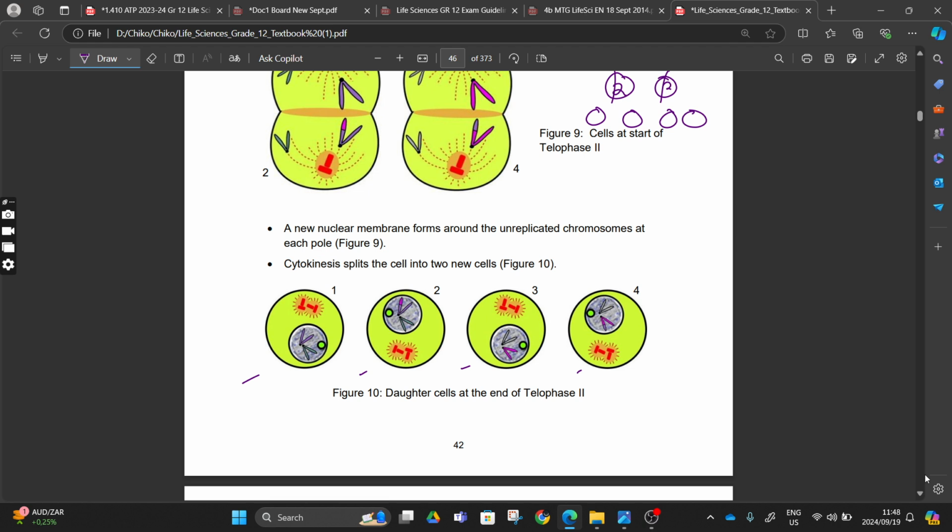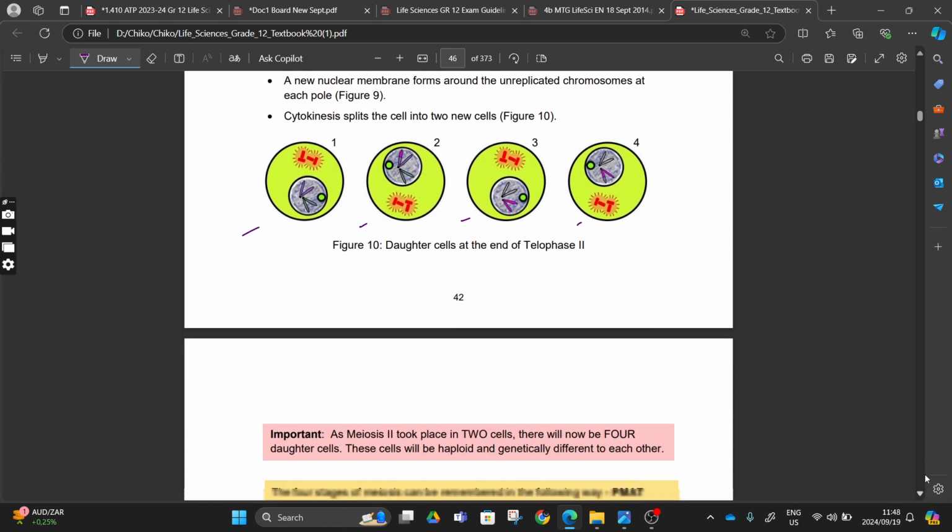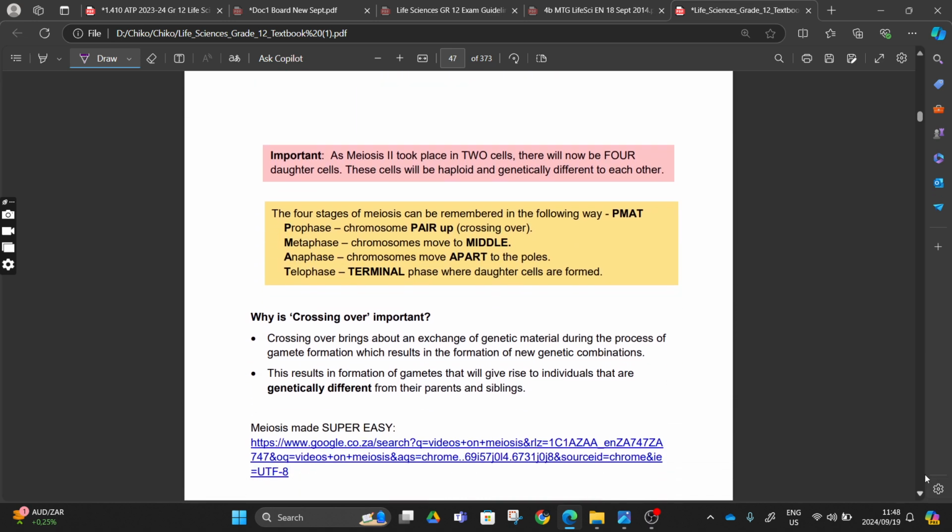And then the nuclear membrane will form around the unreplicated chromosomes at each pole. As you can see, our nuclear membranes are being formed, and the nucleoli are being formed. As we move on, we see the importance: as meiosis 2 took place in 2 cells, there will now be 4 daughter cells.